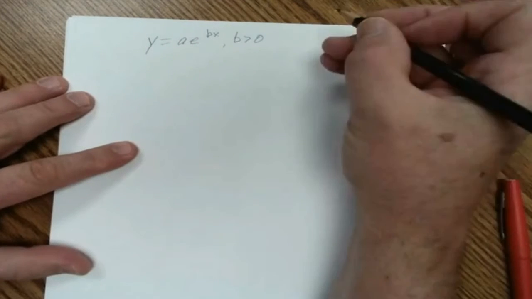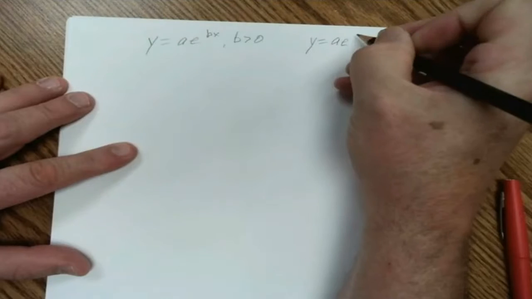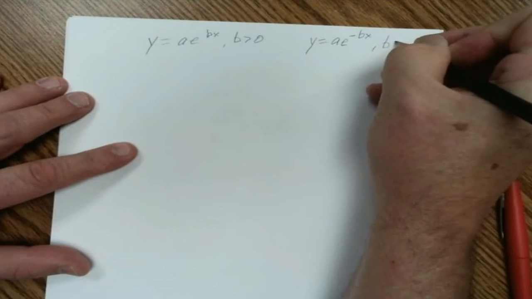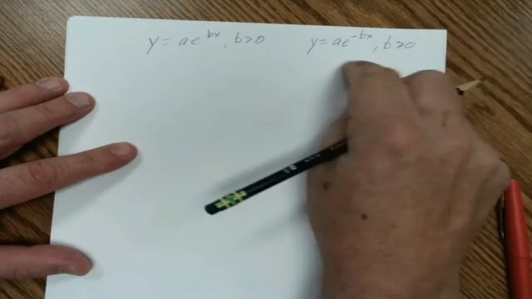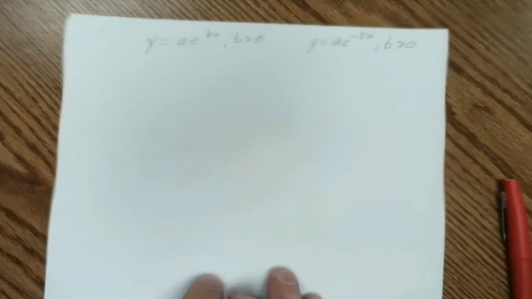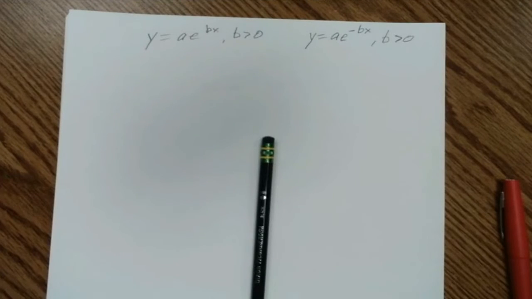For exponential decay, it's very similar. It's A e to the negative bx, where b is greater than 0. The b itself is actually less than 0 because it's negative, but there's a negative in front of the b. And we have some graphs of what that looks like. Let me go ahead and show the graphs real quick while we're talking about that.